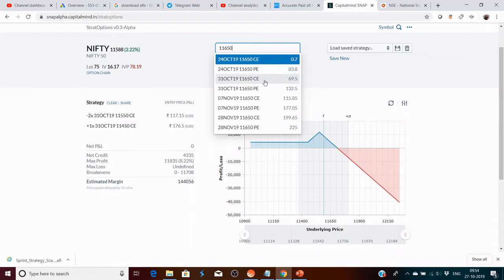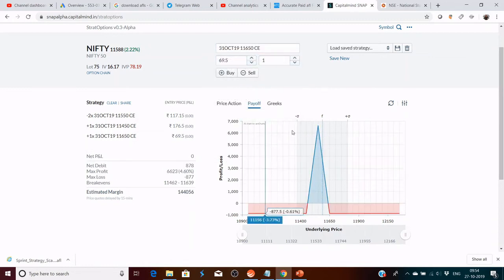650 call we are going to buy 1 lot. So this is how the condor will look. And here maximum profit is about 6,623, max loss is about 877. Guys, so this is an excellent risk to reward strategy. For risking 877 rupees, you're gaining a maximum profit of 6,623.